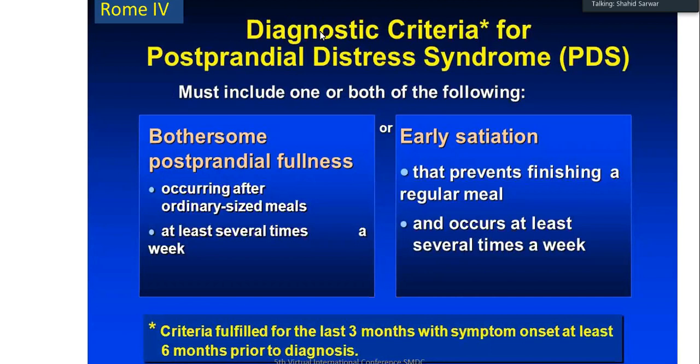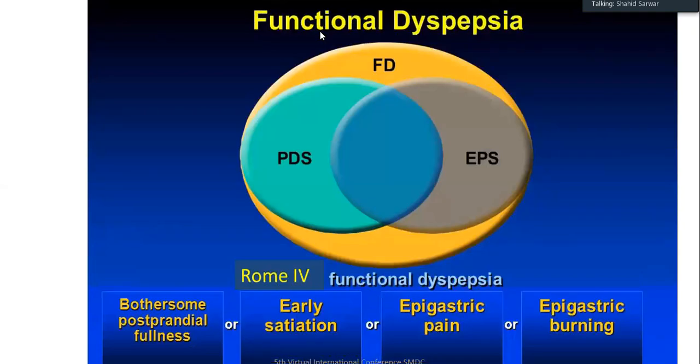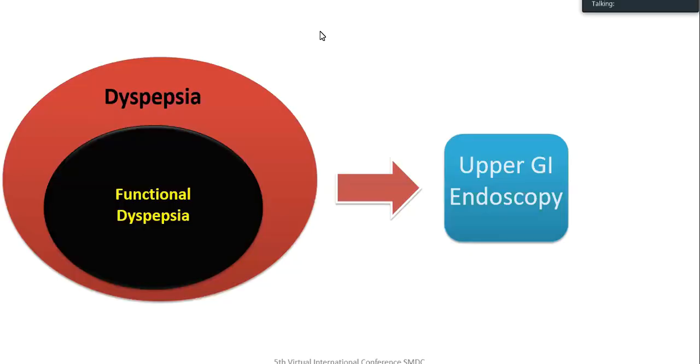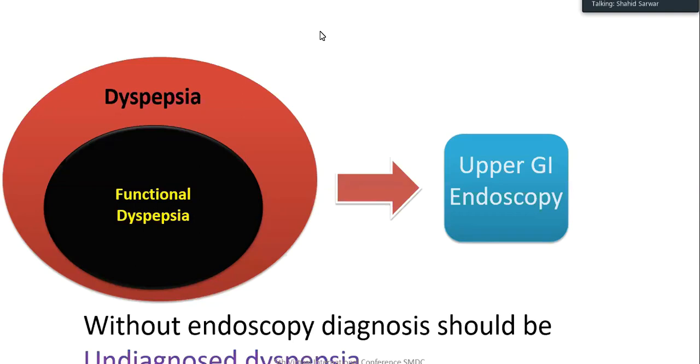But most of the guidelines do not take this classification very seriously because there is a big overlap between these two symptoms. And if you go through the guidelines, there is not much of a discussion regarding the management of EPS or PDS, more of a theoretical classification of patients with dyspepsia. So the bottom line is, unless you have performed an upper GI endoscopy, you cannot diagnose a patient with functional dyspepsia. This patient will remain a patient of dyspepsia with a potential of having possible organic disease.